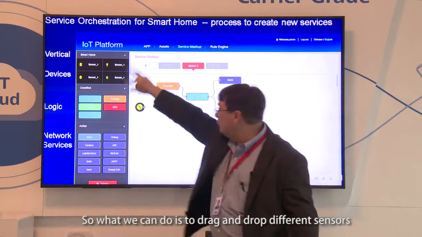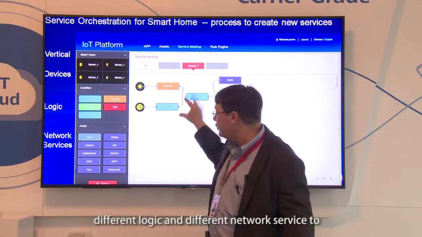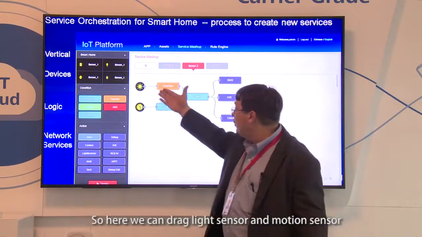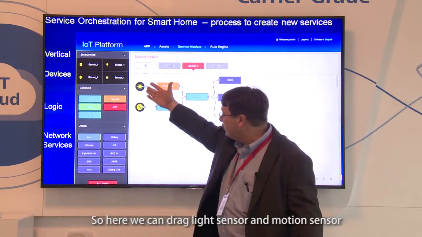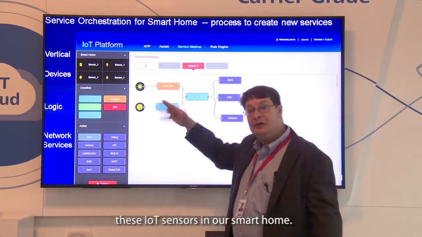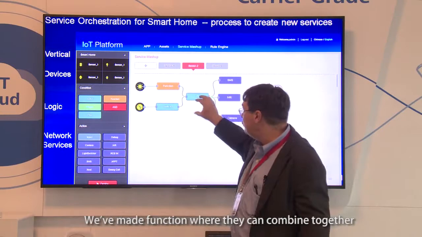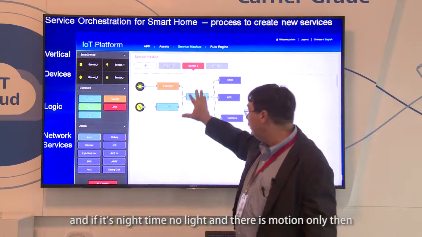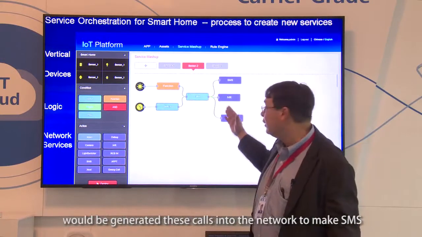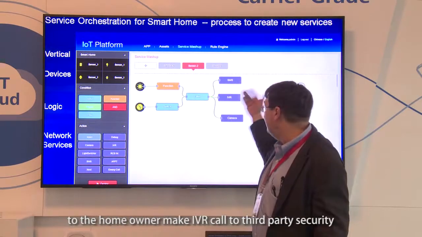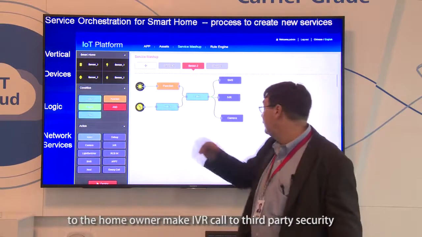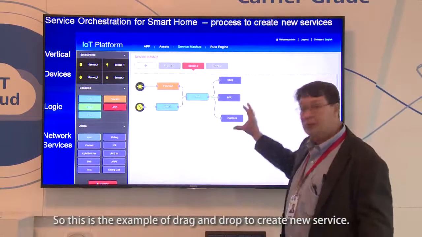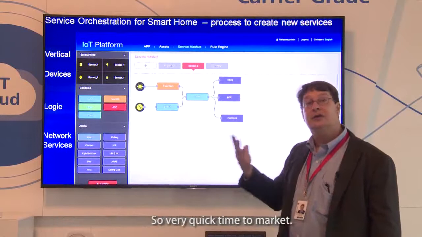So what we can do is drag and drop different sensors, different logic, and different network services to create a new overall network service. So here we've dragged a light sensor and a motion sensor. These are 2 IoT sensors in our smart home. We've made a function where they combine together, and if it's nighttime, no light, and there is motion, only then would we generate these calls into the network to make an SMS to the homeowner, make an IVR call to a third-party security company, and then to turn on the IP camera and send that to the homeowner's cell phone. So this is an example of drag and drop to create new services, so very quick time to market.